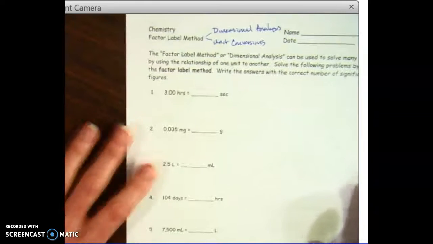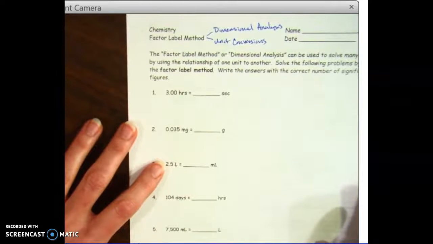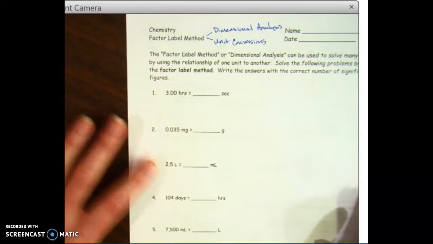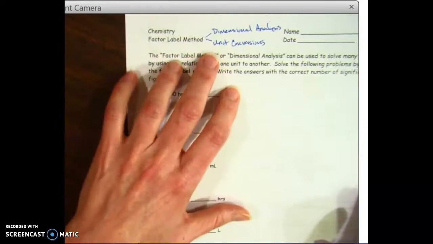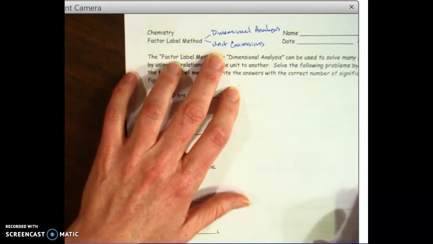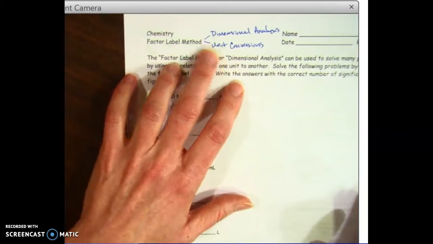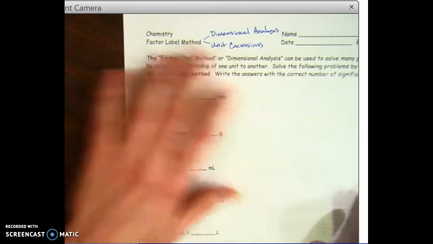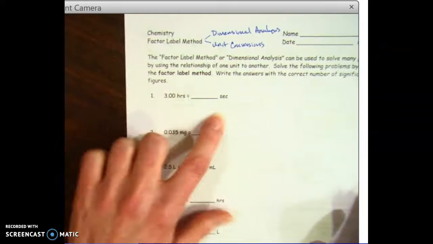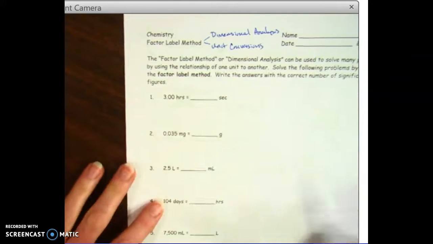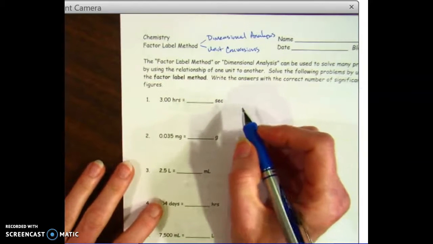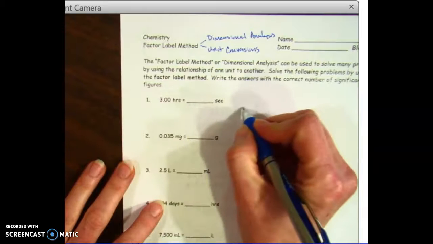Hi guys, I just thought I'd submit a short video working out a few of the problems that were part of your homework in your packet. So if you want to turn to this page, the factor label method, I mentioned it goes by a couple of other names. Sometimes it's called dimensional analysis or simply unit conversions because you're converting from one unit of measurement to another. So this first one, for example, start with what you know.